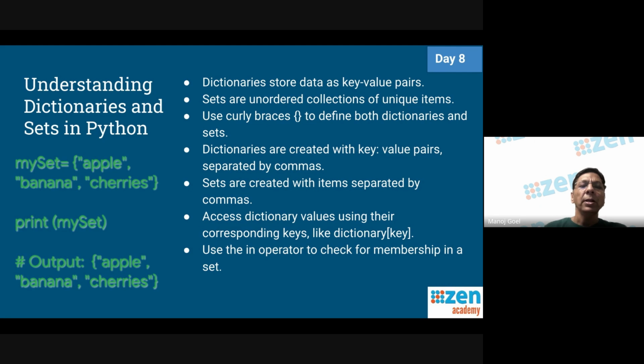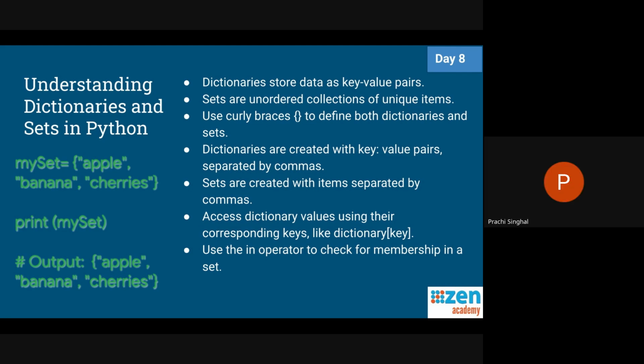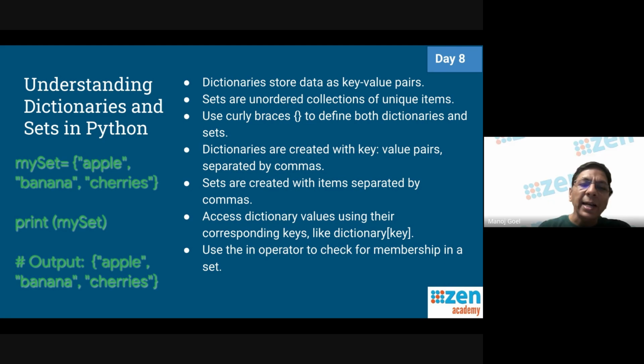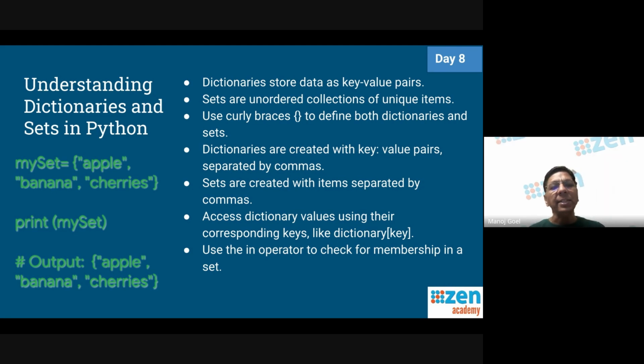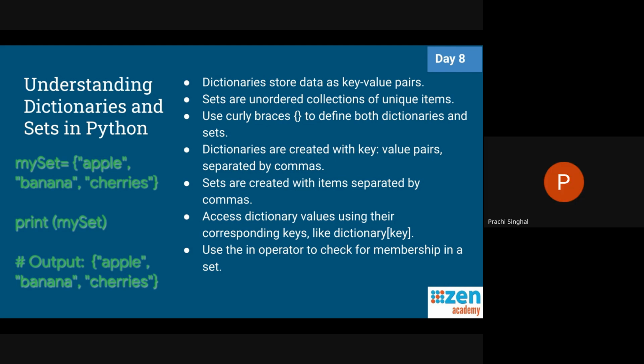Indexes don't matter. There are no indexes for sets. In dictionaries, we have the keys. We access through keys. In sets, we don't have any indexes. Indexes are there in lists and tuples. That's why they are ordered.